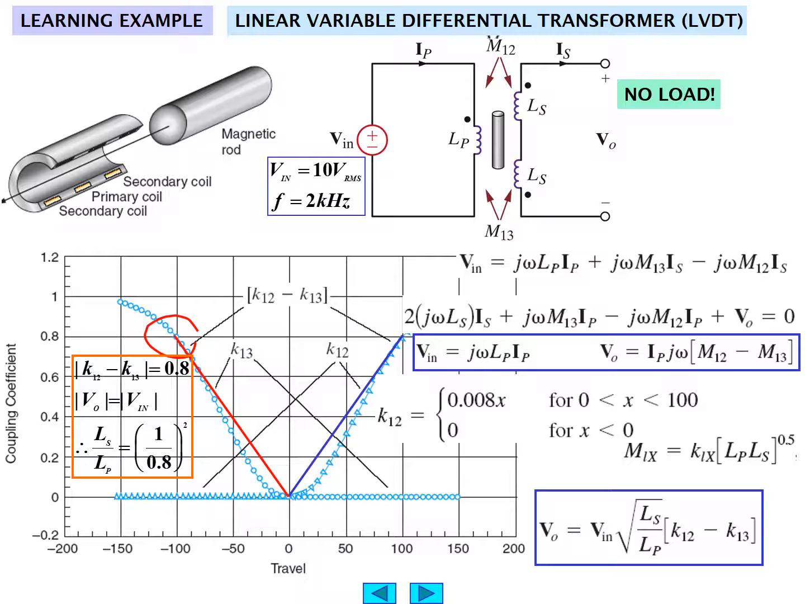Typical values, for example, K12 minus K13, the magnitude would be 0.8. We would get V0 approximately equal to Vin, and we would have values then for LS over LP, which can then be calculated. The ratios can be calculated.